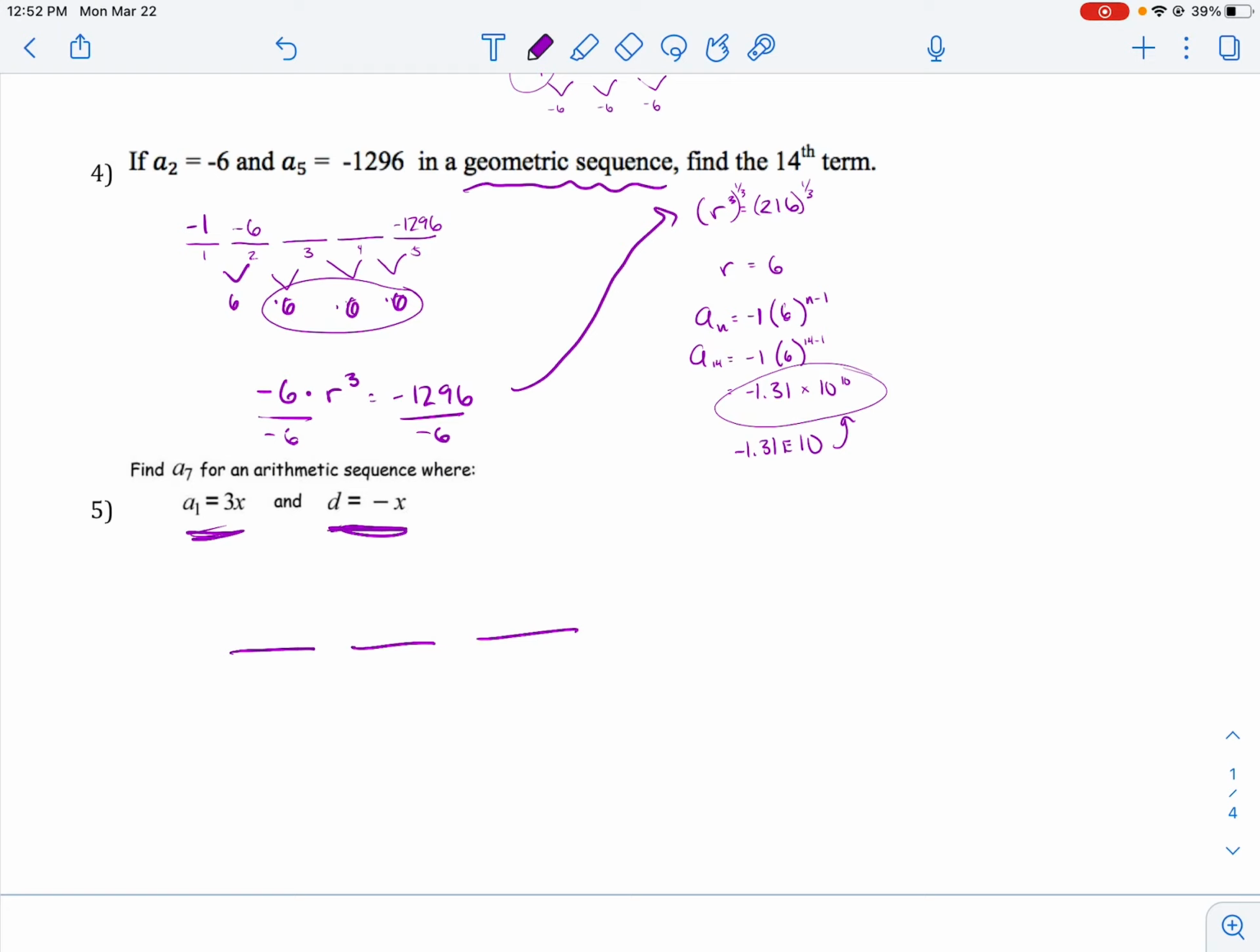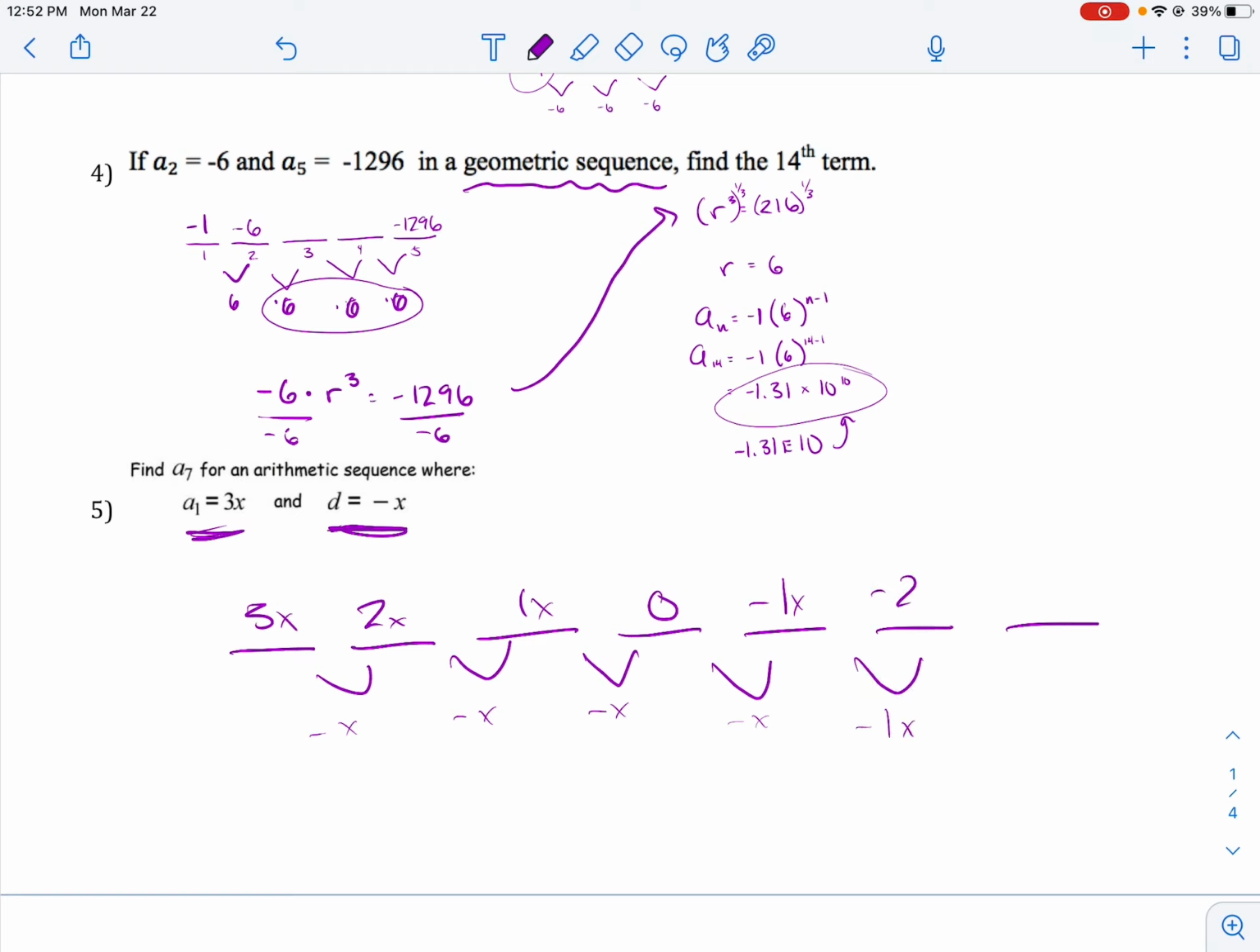All right, so what they're saying here is if this is 3x, subtract x, this is 2x. Subtract x, this is 1x. Subtract x, we're down to 0. Subtract x, -1x. Subtract 1x again. -1x plus -1x is -2x. Subtract x again, -3x.